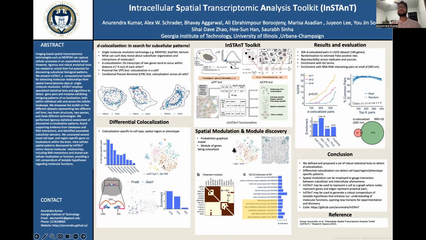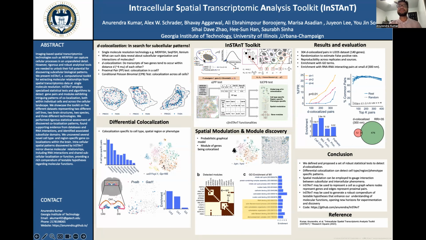Now we'll give a brief overview of the PP test. As we discussed, the goal of the PP test is to detect if gene 1, shown in red color here, and gene 2, shown in blue color here, are a proximal pair in this cell.